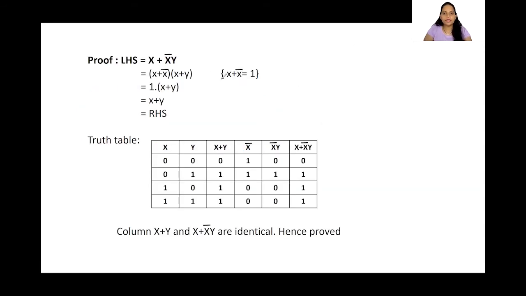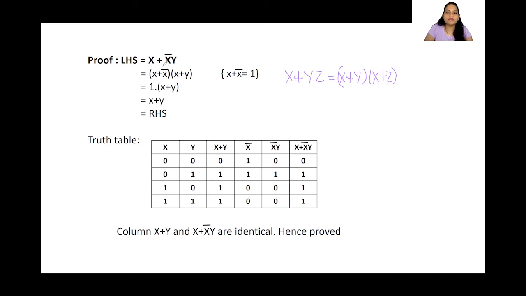First, I'm going to take the left hand side, which is x plus x bar y. Okay, so now from the distributive law, we already know that x plus yz can be written as x plus y and x plus z. This we learned in the last session, isn't it? So we are going to use this here.